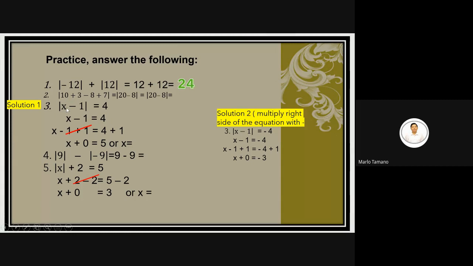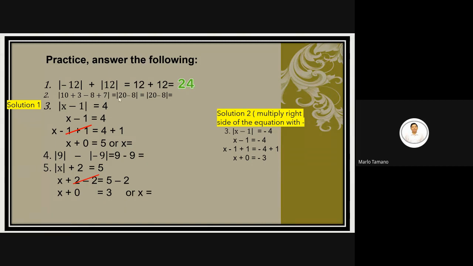In here, you are going to add all the positive first. Mas magandang isolve yung lahat ng positive muna. Then later on, isusubtract lang po yung hindi positive or negative. So 10 plus 3, that is 13. Isa pang positive, that is 7. So 13 plus 7 is 20.